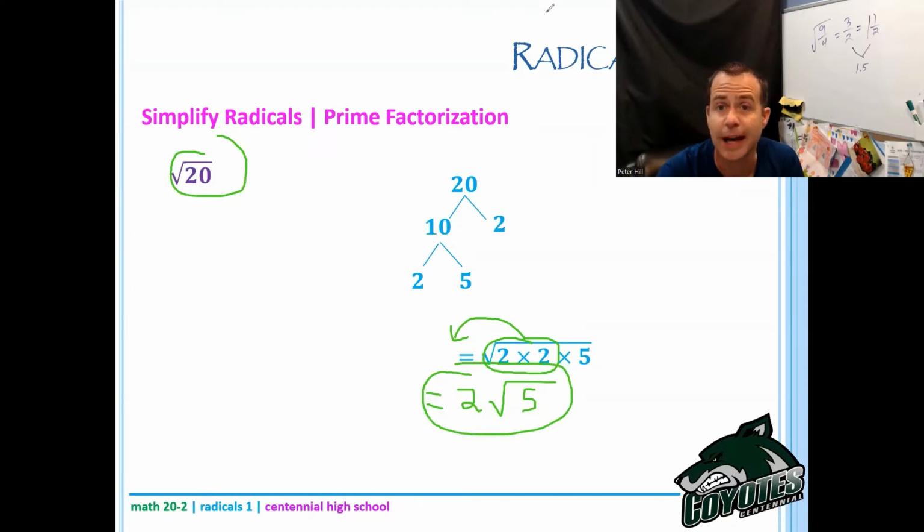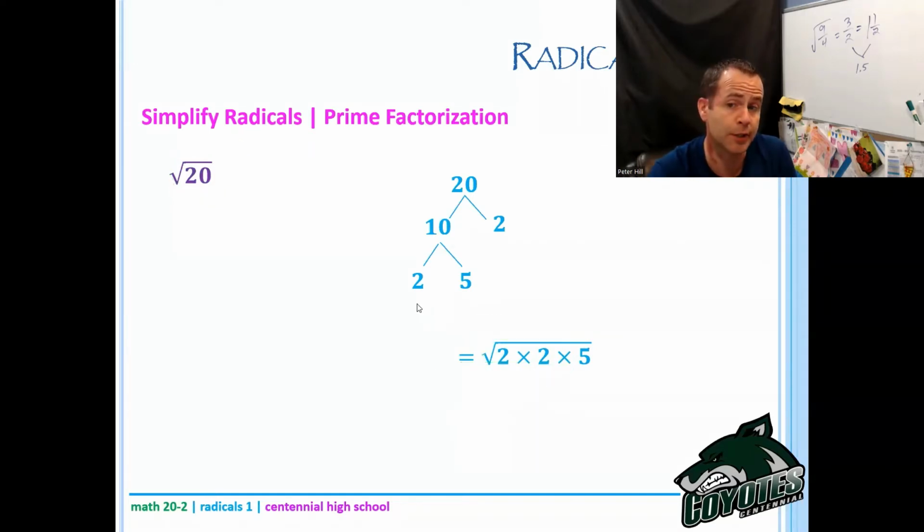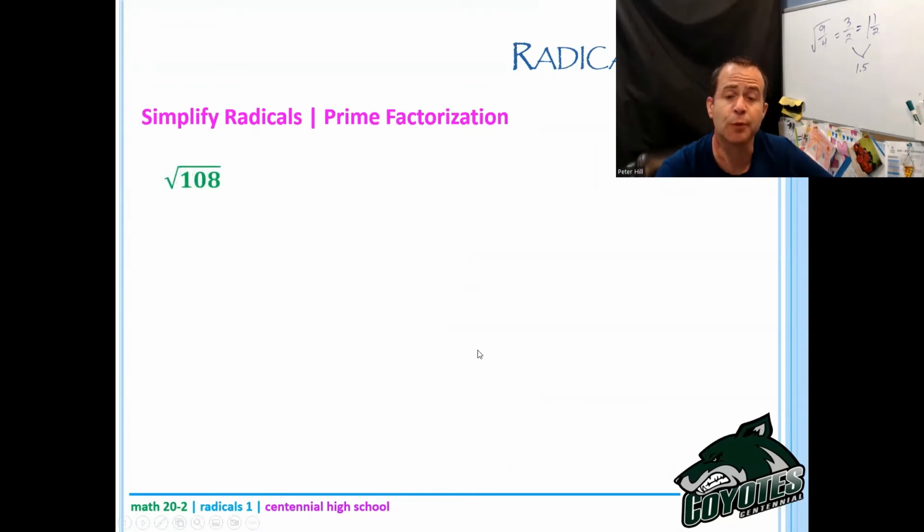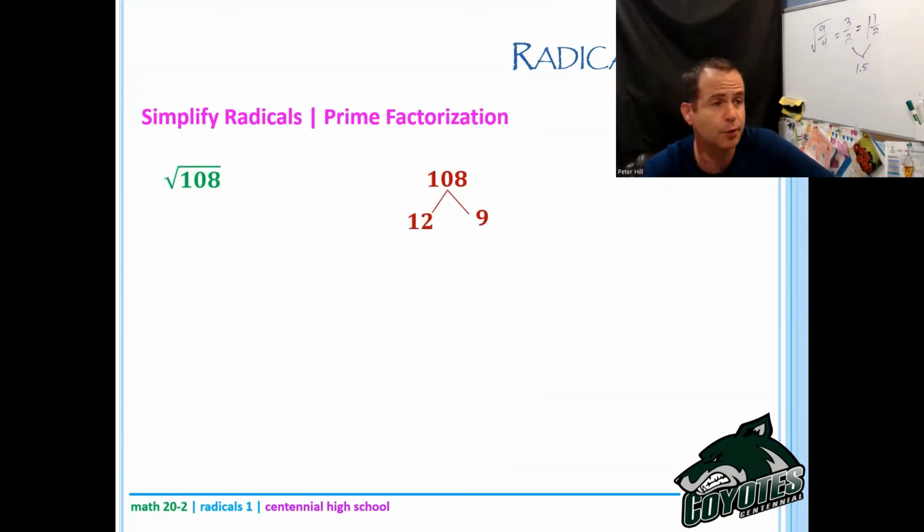Okay, and again, how could you check? You could just throw root 20 in your calculator, throw 2 root 5 in your calculator, and they would say the same thing. All right, let's try root 108. Again, we're going to prime factorize. So we're going to break it down into its prime factors. So I went with 9 times 12 first. You might have gone with 36 times 3, or you might have gone with 2 times 54. It doesn't matter, okay? You'll get to the same answer as me regardless.